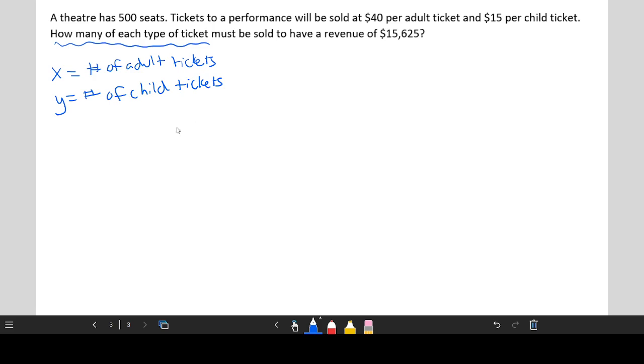Now there's two numbers, there's a price given for each one. There's two key numbers here that are going to help us set up our two equations. We know how many seats there are, and we know how much revenue we want to make. So those are each going to be a separate equation. So let's start with the seats. We're going to sell x adult tickets and y children tickets, and we only have 500 seats. So the number of adults coming plus the number of children coming can't be more than 500. We like it to be equal because we're trying to sell out the theater. So number of adult tickets plus the number of child tickets should be 500.